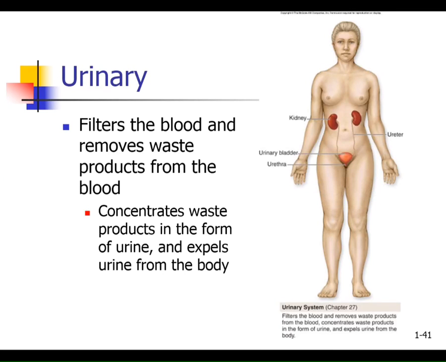Urinary system, I see a couple kidneys. The urine is made in the kidneys, filters the blood, and travels down the ureter down to the bladder. The bladder then stores that urine for a short while before releasing it through the urethra. We'll talk about the urinary system quite a bit toward the end of the course.